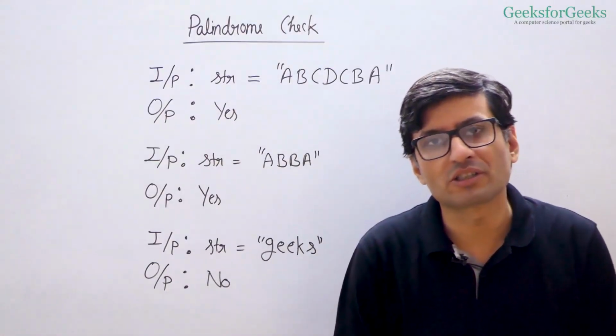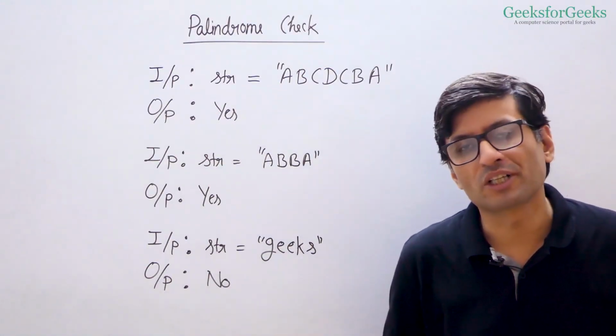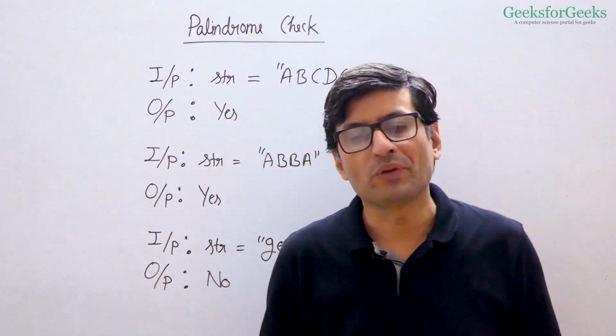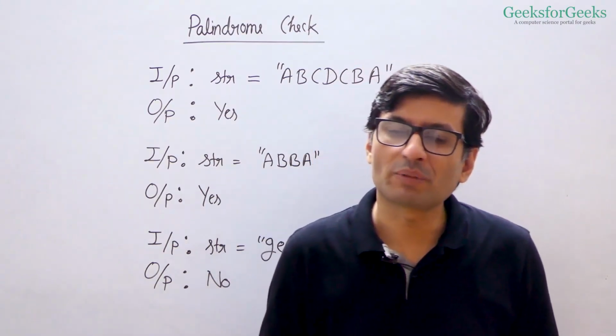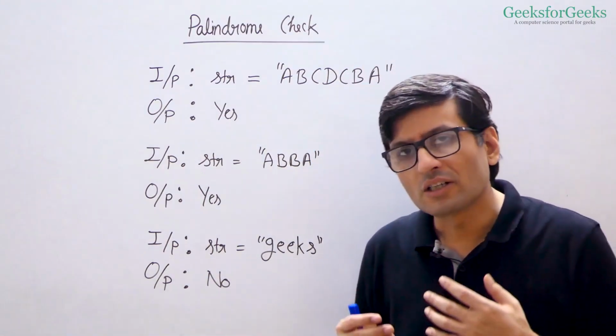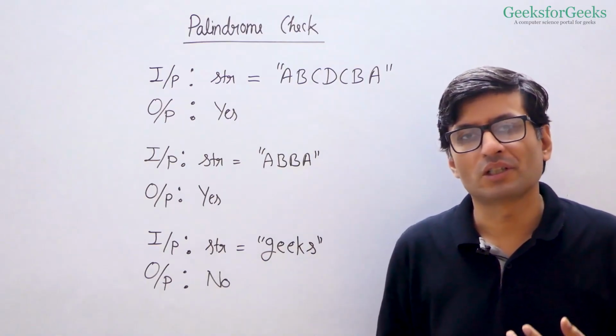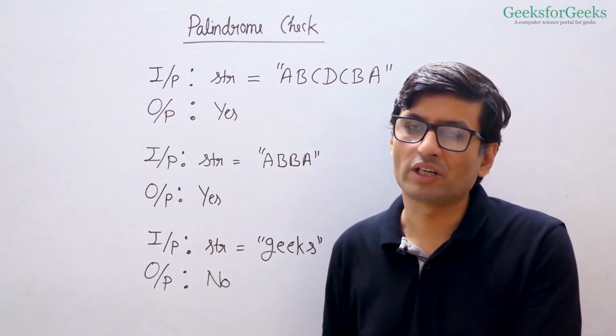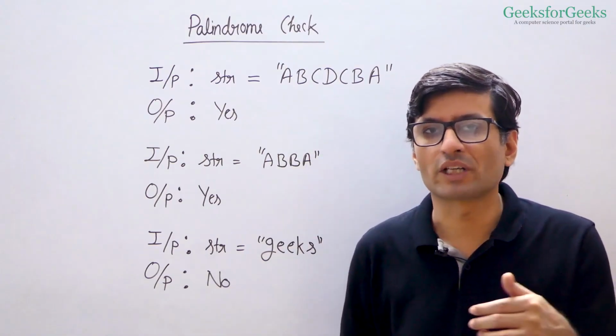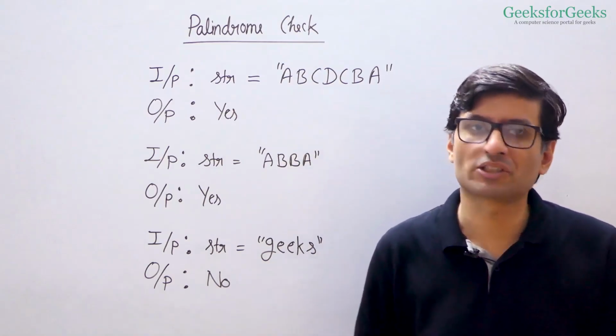Let us talk about this simple string problem. We are given a string. We need to check whether the given string is palindrome or not. A string is called palindrome if you read it from left to right and also read it from right to left, you read the same string.